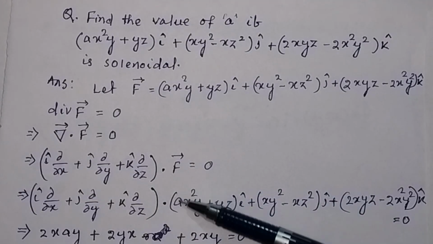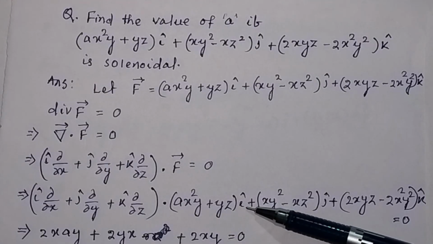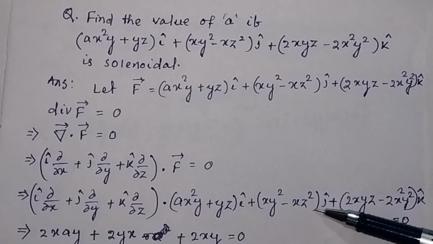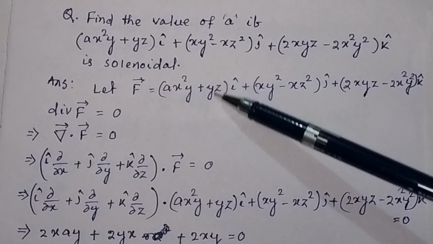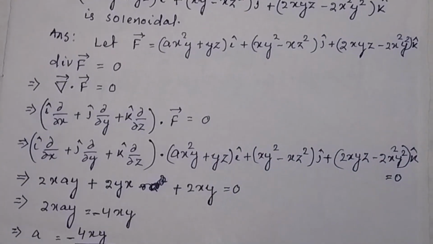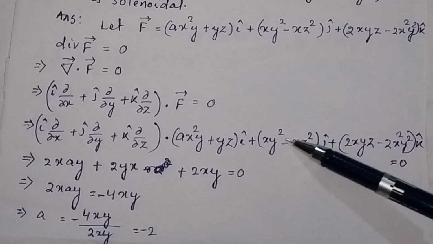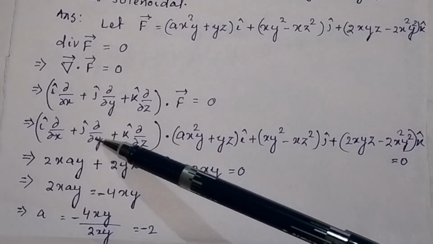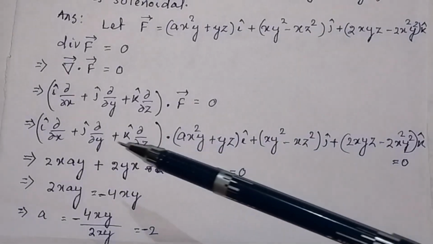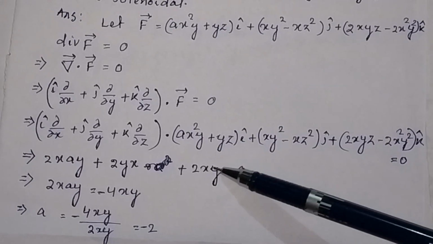And the vector F is (ax²y + yz) î + (xy² − xz²) ĵ + (2xyz − 2x²y²) k̂. This is the given vector in the question. If you take the dot product, then only î·î = 1, ĵ·ĵ = 1, k̂·k̂ = 1 remain, and all other dot products like î·ĵ, ĵ·k̂, î·k̂ are equal to 0.